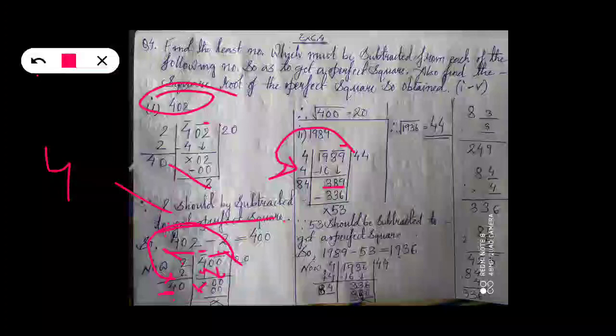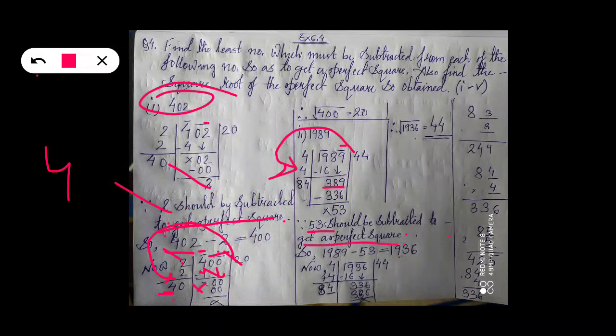So here 53 should be subtracted to get a perfect square. So 53, let us subtract from the question. 1989 minus 53 gives you 1936. Now you have to find the square root of this number again. The square root of this number is 44. So it is very simple. We have already learned how to find the square root.